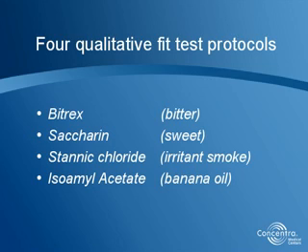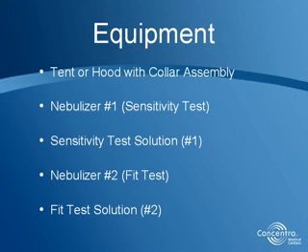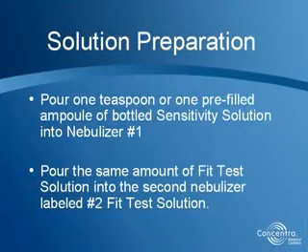There are 4 types of approved OSHA respiratory fit testing methods. They are Bitrex, saccharin, irritant smoke, and banana oil. The equipment that will be used for fit testing will include a tent or a hood, 2 different types of nebulizers, one for the sensitivity test and one for the fit test itself. When preparing the solution, pour 1 teaspoon of the sensitivity solution into the nebulizer, or if you're using a pre-filled ampule, empty the contents into the sensitivity nebulizer. Pour the same amount of fit test solution into the second nebulizer that will be used for the fit test itself.